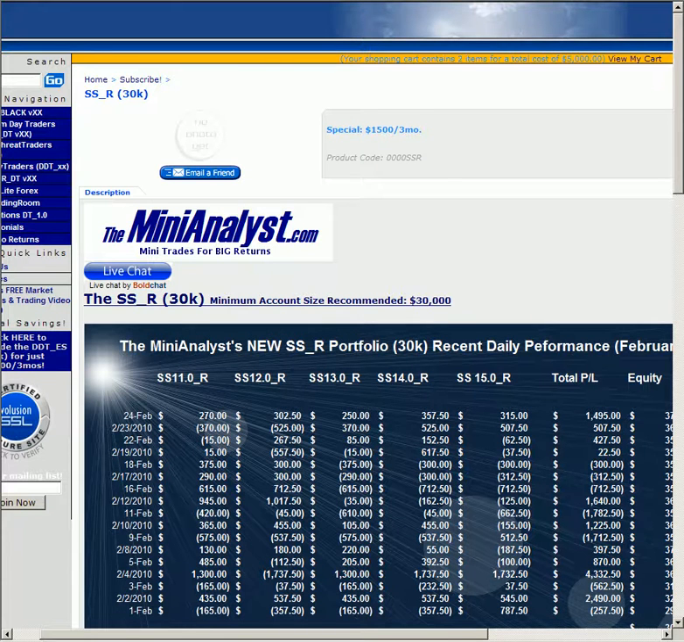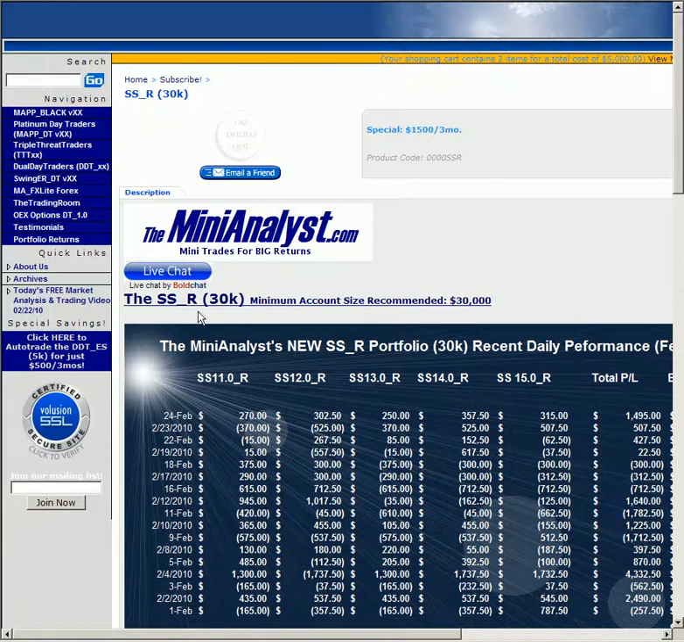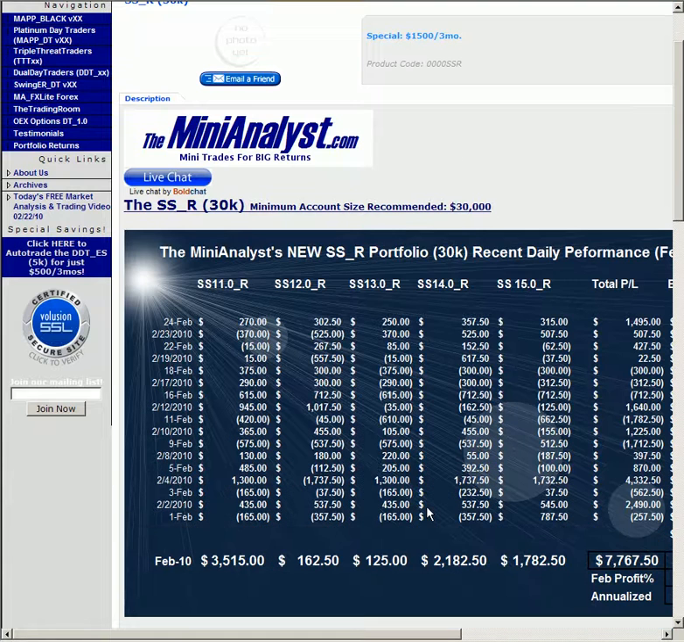The first thing we're going to look at here is a chart of the market. We're looking at our new SSR portfolio. This is our new swing portfolio. We're taking a quick glance at how it's done over the last few weeks, February. But first, we'll come back to that in a second.